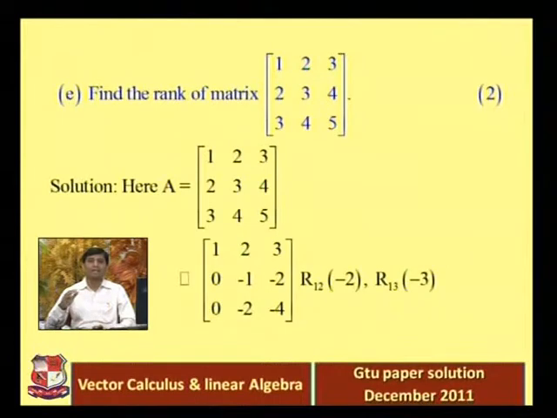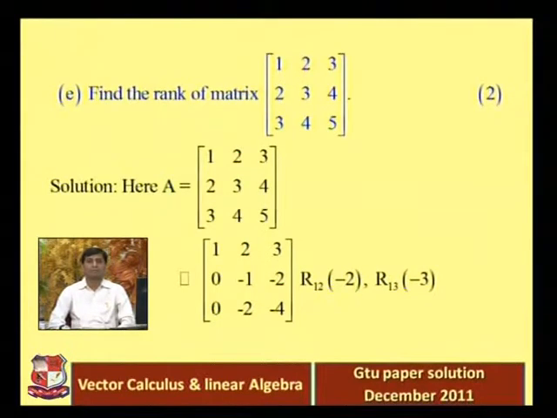You can multiply any row with any number and add into any other row, right? So we are converting this matrix into a row echelon form, and in the row echelon form matrix, the number of non-zero rows is the rank of the matrix, right? So here A is 1 2 3, 2 3 4, 3 4 5.